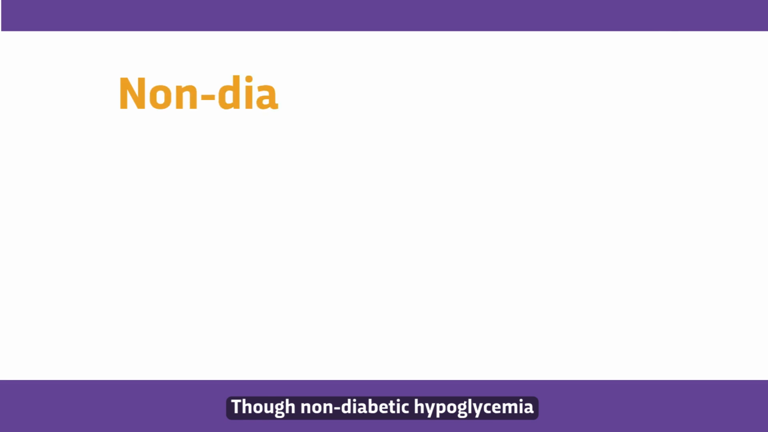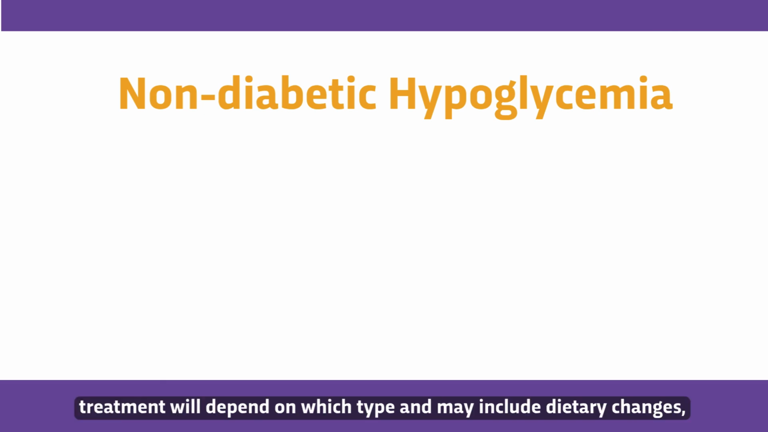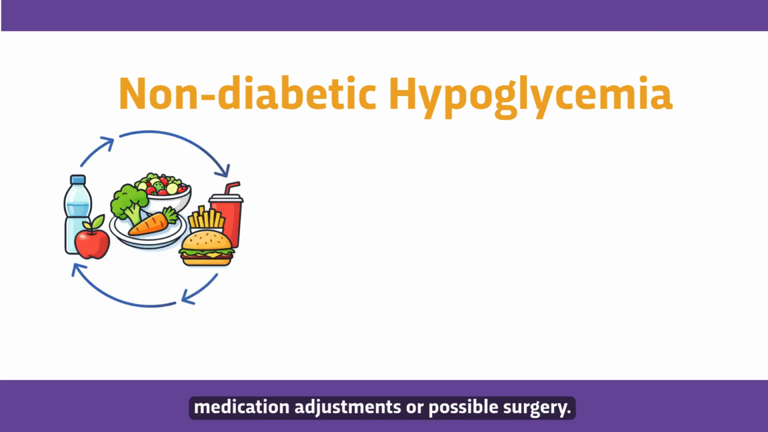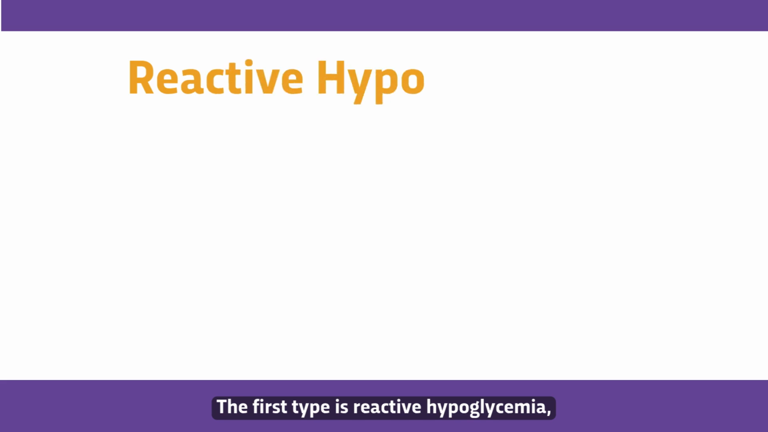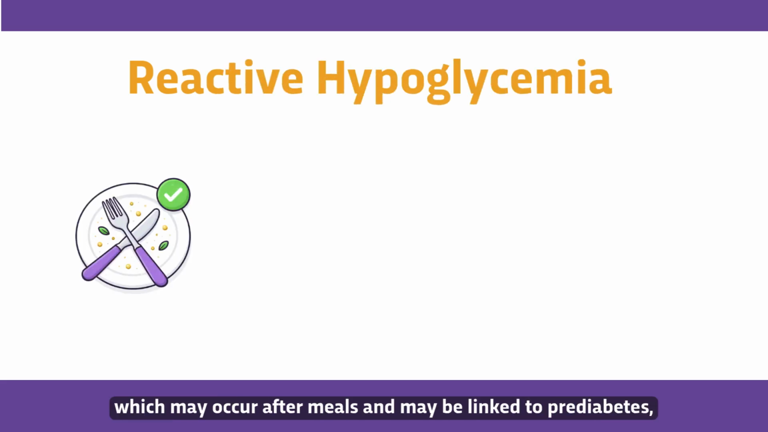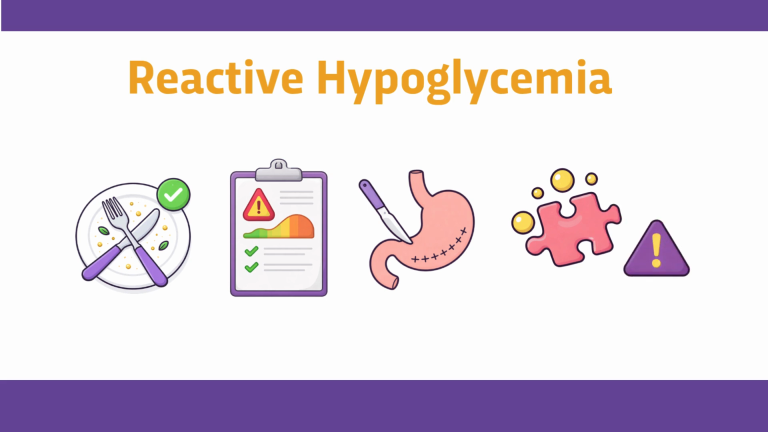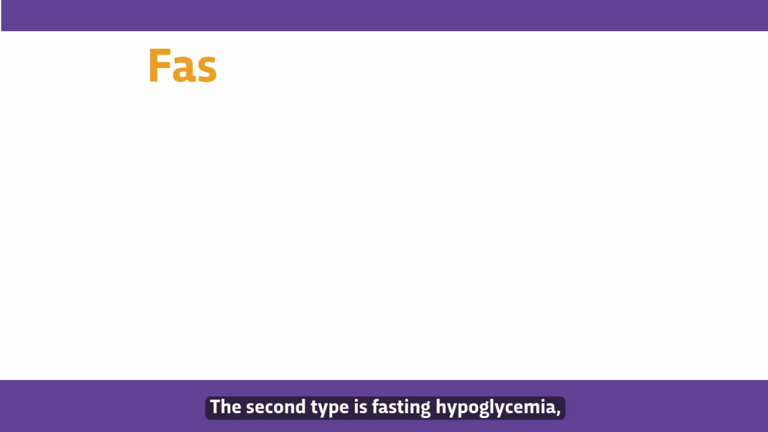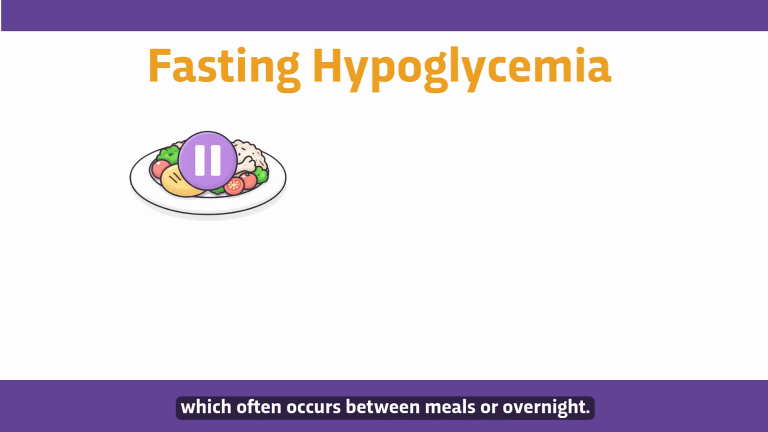Though non-diabetic hypoglycemia is rare, it's important to recognize the 2 types because treatment will depend on which type and may include dietary changes, medication adjustments, or possible surgery. The first type is reactive hypoglycemia, which may occur after meals and may be linked to prediabetes, stomach surgery, or enzyme deficiencies. The second type is fasting hypoglycemia, which often occurs between meals or overnight.